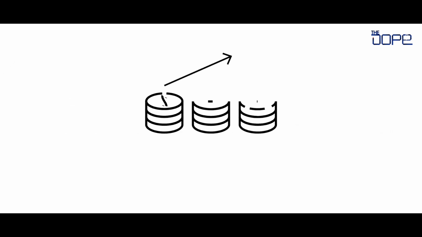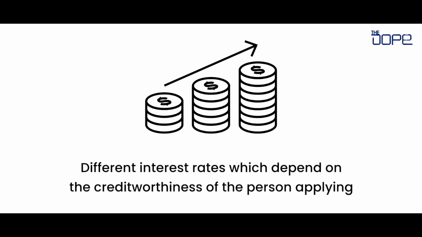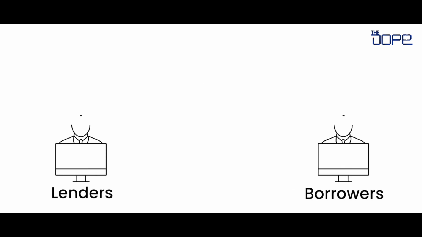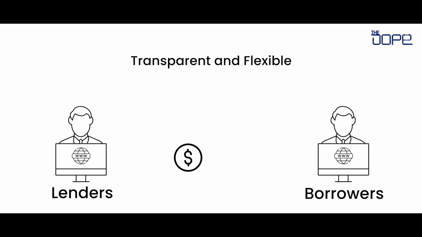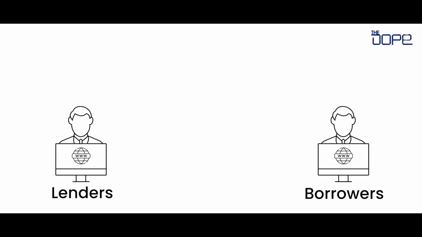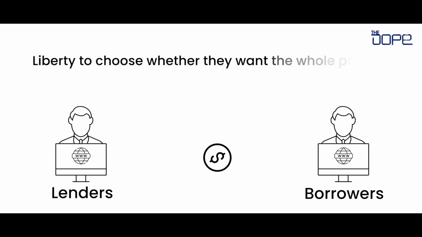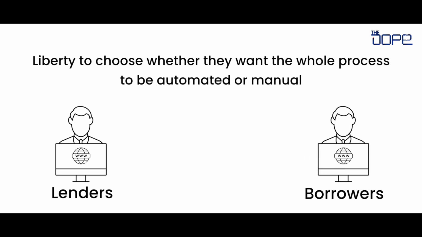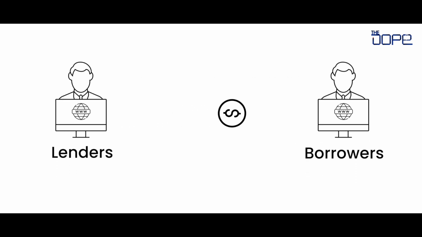Also, most of the websites have different interest rates, which depend on the creditworthiness of the person applying. The whole process is quite transparent and flexible, making it more desirable and appealing. Borrowers also have the liberty to choose whether they want the whole process to be automated or manual. There are also a variety of sites which specialize in different types of borrowers.